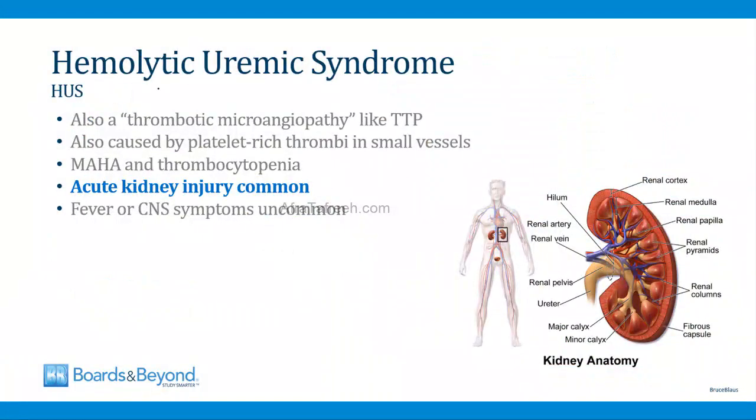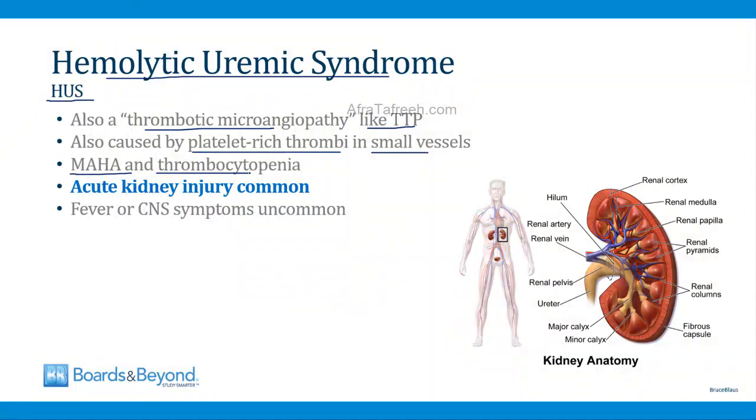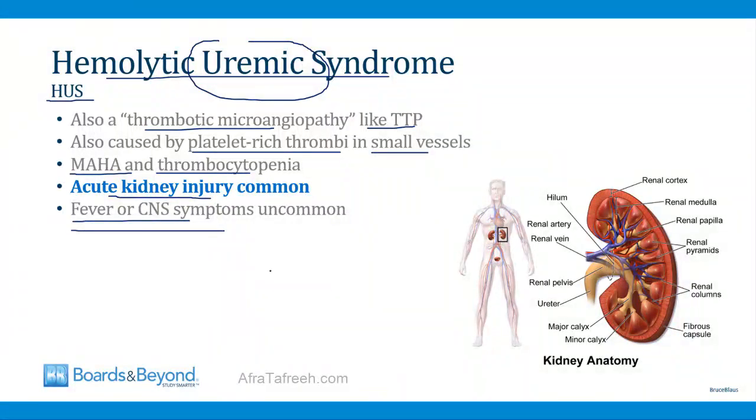If you understand TTP, then it's very easy to understand hemolytic uremic syndrome, also known as HUS. HUS is also a thrombotic microangiopathy like TTP. It's also caused by platelet-rich thrombi in small vessels that lead to microangiopathic hemolytic anemia and thrombocytopenia. HUS has the word uremic in its name because acute kidney injury is very common, and as I said before, kidney injury is uncommon in TTP. And also in HUS, you rarely see fever or central nervous system symptoms, but as we talked about earlier, these can be present in TTP.